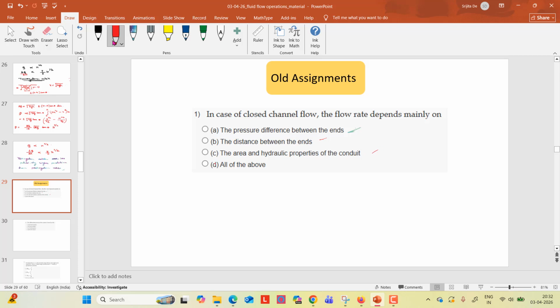So flow rate is governed by all of these in case of closed channel flow. Okay, so pressure difference is important. The distance between the ends is important. Area and hydraulic properties of the conduits are important. So it is all of the above.